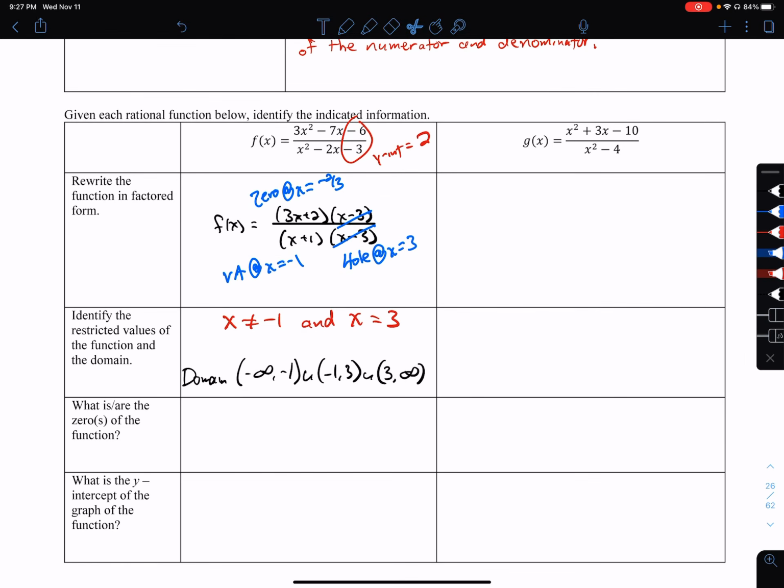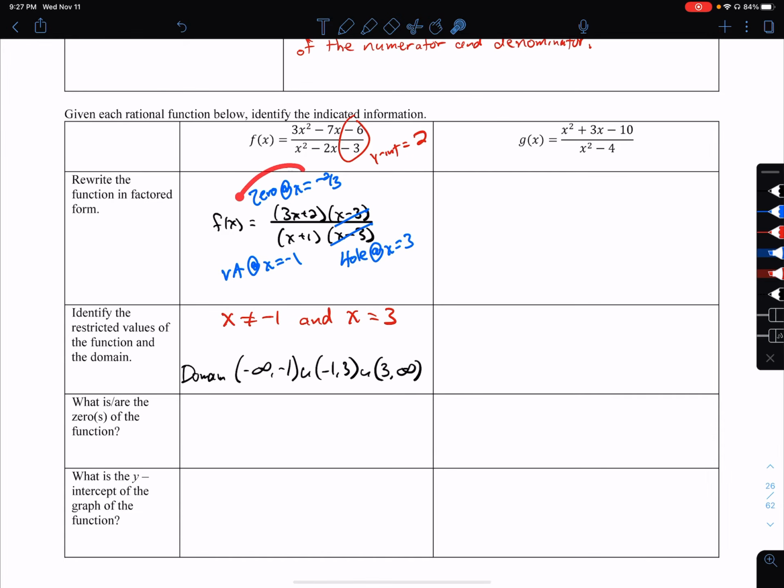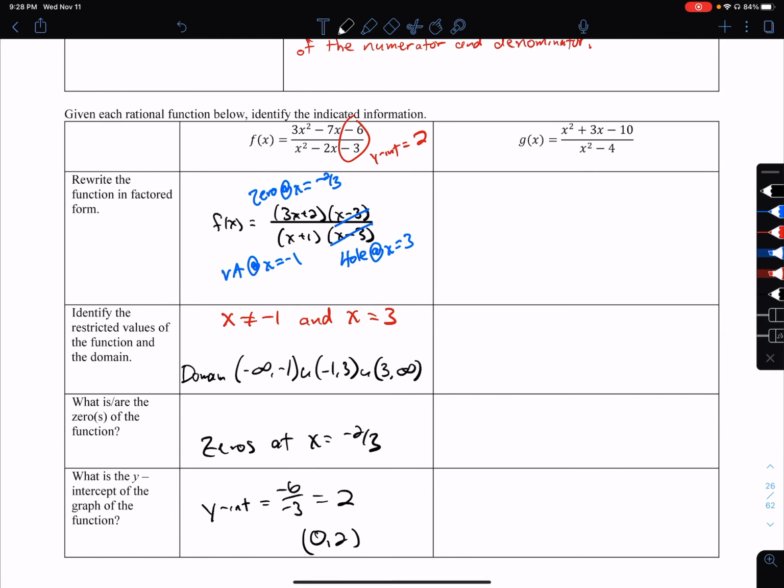What are the zeros of the function? Well, once again, the zeros come from the non-canceling factor in the numerator. So the zeros of this are going to be at x equals -2/3. What's the y-intercept of this function? We would divide the constants of the non-factored version of this. It's -6 over -3, which is going to be +2. If you want to write it as an ordered pair, you say 0, 2.